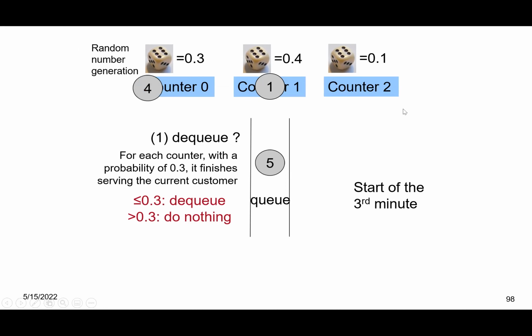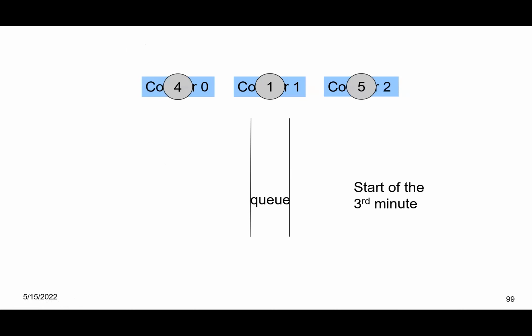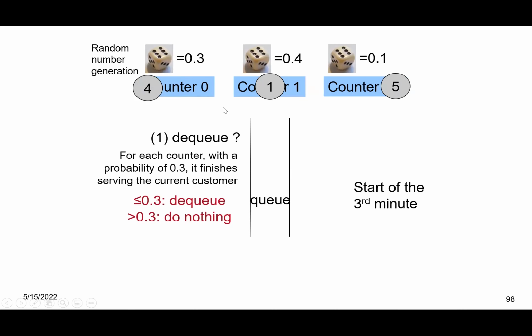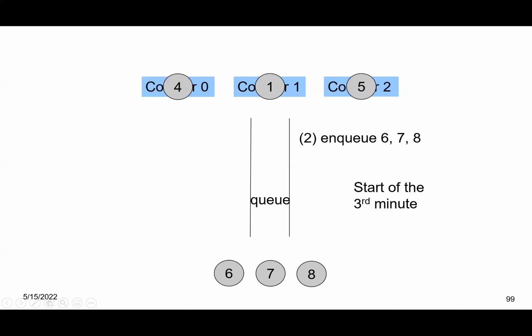Then second step, actually you should enqueue the newly arrived customers first. 3 more customers, and then check which counter is empty. So counter 0 is empty, you put customer 4, counter 2 is also empty, you put customer 5 there, right? And then there are 3 more customers inside. So you go to the start of the next minute, then you enqueue 3 more customers, okay? And then basically, this is the process of the simulation.